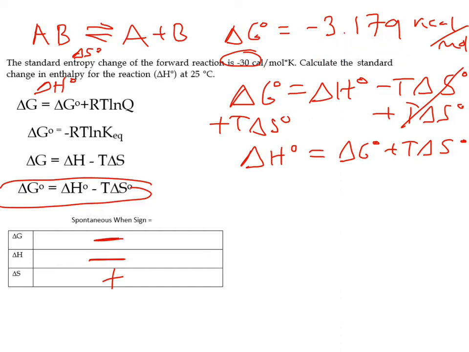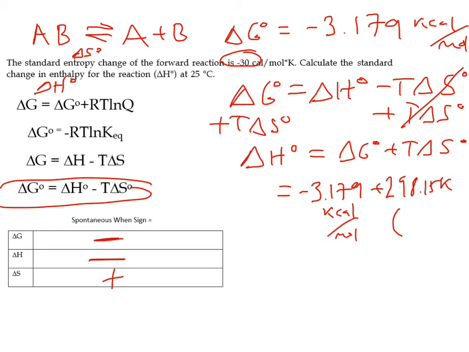So let's plug in some stuff here. We know our delta G. I'm going to plug in negative 3.179. What's our temperature? It's again 25, so I'm just going to do 298.15, and then that's times our delta S. Now let's look at our units here. We had kcals per mole.